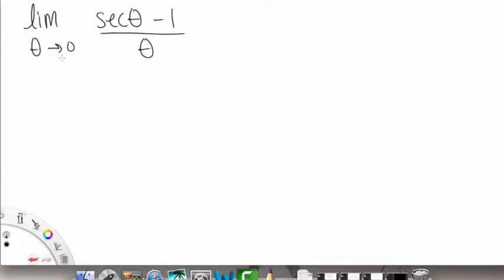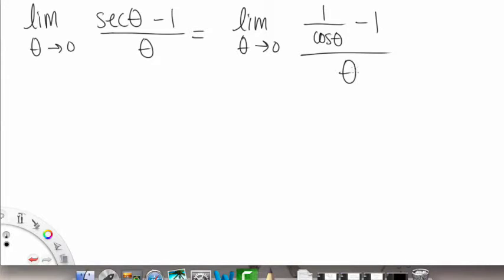So we're going to evaluate the limit as theta approaches 0 of secant theta minus 1 over theta. So this one, we're going to have to play around and manipulate the trigonometric functions a little bit. So secant, another way to write that is 1 over cosine theta, so minus 1 over theta. So right now we don't see anything glaringly obvious that we can do.